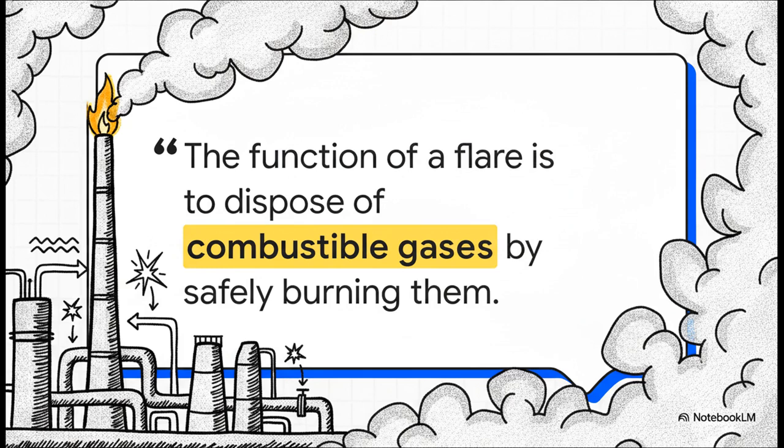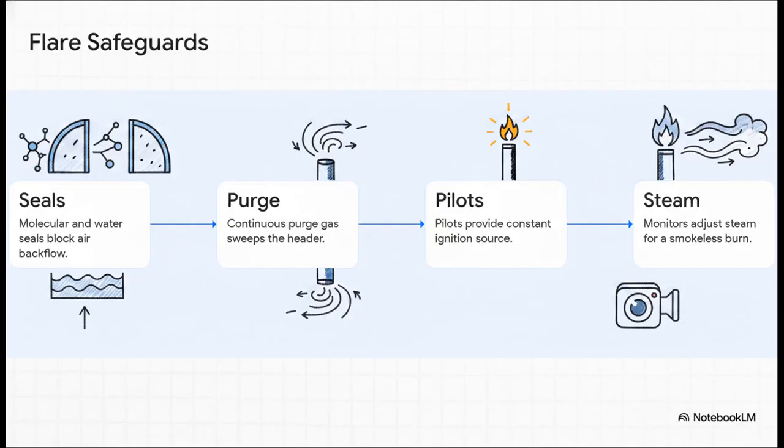Why? Because oxygen is the absolute worst enemy inside a relief system. The biggest danger imaginable is air creeping backward into the flare stack and mixing with those combustible gases. To prevent the deadly vacuum that could suck air back into the pipes, operators rely on a very precise sequence of safeguards at the flare stack. First, specialized molecular baffles and a physical pool of water act as one-way seals at the base. Next, a constant flow of purge gas sweeps the system, maintaining a positive outward pressure. Above that, pilot lights at the very top stay continually lit to ensure any escaping gas immediately catches fire.